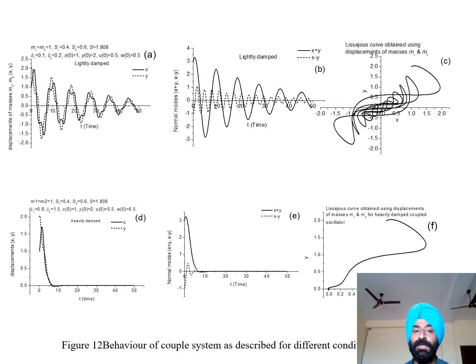Now damping will be there. The masses follow a decaying behavior. The amplitude goes on decreasing with each oscillation. These are the plots of normal modes. Again, they are harmonic, but their amplitude goes on decreasing. This is the Lissajous curve. This is a strongly coupled system.